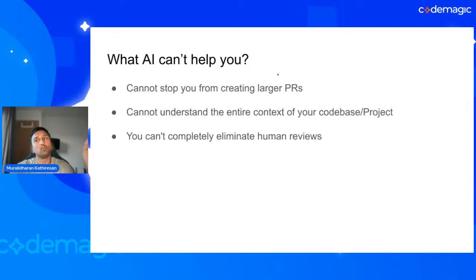And lastly, what AI can't help you with. Firstly, it cannot stop you from creating large PRs. That's one thing you need to keep in mind. As we know, a good approach is to have small PRs, which are easily reviewable. AI can't stop you from creating them from larger files.